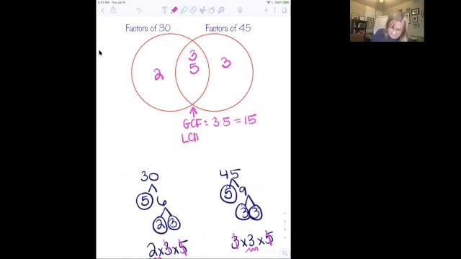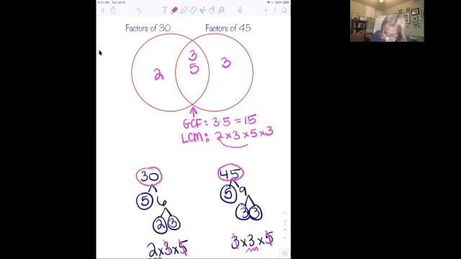The least common multiple, we multiply all the numbers together. So 2 times 3 times 5 times 3. So that is the least common multiple. And again, we can multiply those in any order we want.